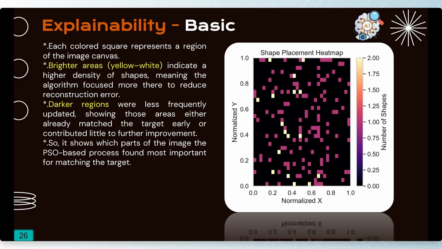Here we have the shape placement heat map. Each color square represents a region of the image canvas. Brighter red and yellow-white indicate a higher density of shapes, meaning the algorithm focused more there to reduce reconstruction error. Darker regions were less frequently updated, showing those areas either already matched the target early or contributed little to further improvement. So it shows which parts of the image the PSO-based process found most important for matching the target.